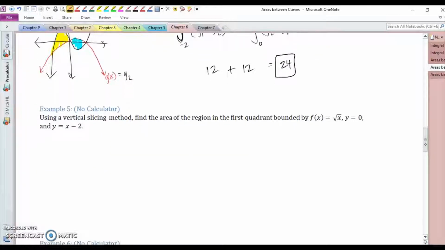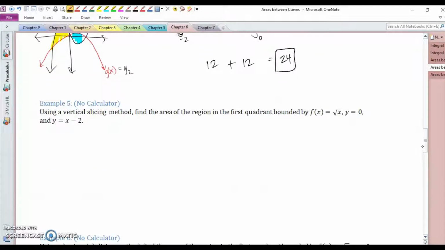All right. Why don't you try the vertical slicing method on this next one? Maybe I'll set you up like usual. No calculator this time. Notice we have an enclosed region. The first function, f of x, I'll do it in red, is the square root of x. It looks something like this.